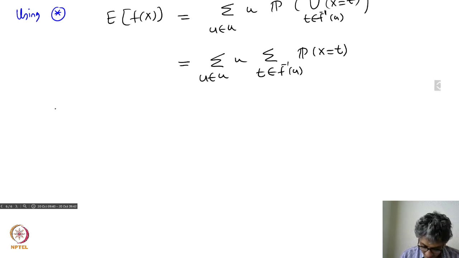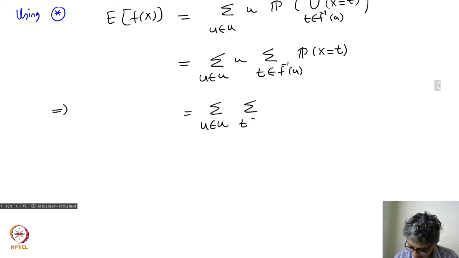Now this implies a very interesting thing. I have the sum over u and the sum over t in f inverse of u. I can flip this sum if you allow me, or I can move the u inside. So I can think of this as the sum over u, the sum over t in f inverse of u, of u times the chance that x is equal to t.